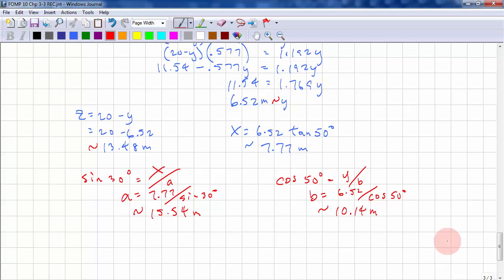And this would be a level 7 or 8 question. And that completes this lesson.